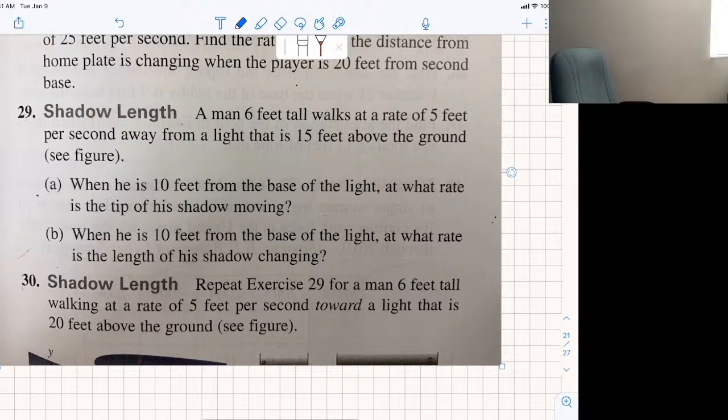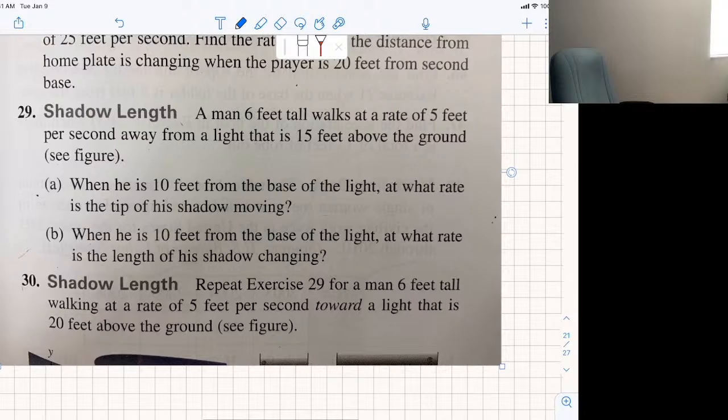So that's the idea. A lot of times you have to think about how fast the man is walking, right? Now let's go back to the question. So I need you to zoom into that question again. A man 6 feet tall walks at a rate of 5 feet per second away from a light that is 15 feet above the ground. When he is 10 feet from the base of the light, at what rate is the tip of the shadow moving?